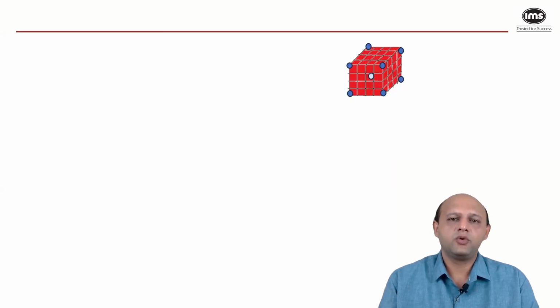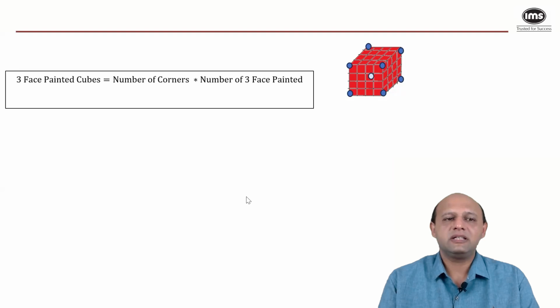So for example, if you want to know the number of cubes with 3 faces painted, you will find those cubes at the corners. So the number of corners are 8. The number of such cubes will be 1 per corner. So therefore you've got 8 cubes.